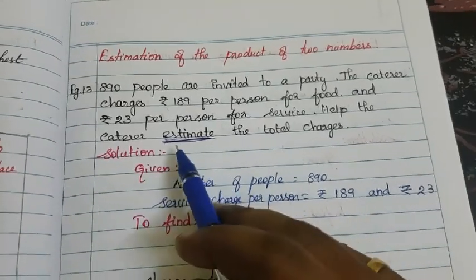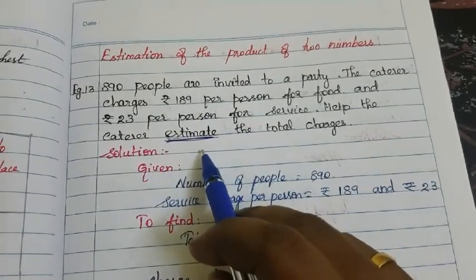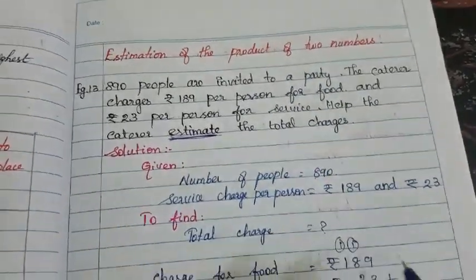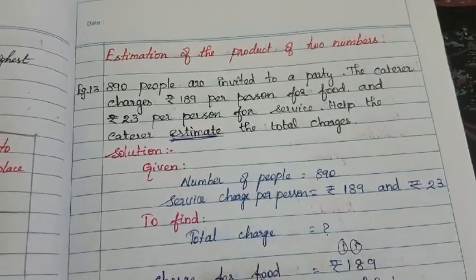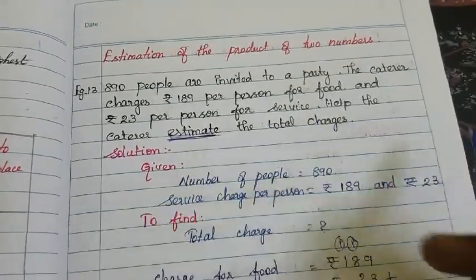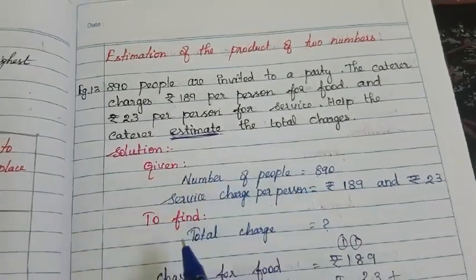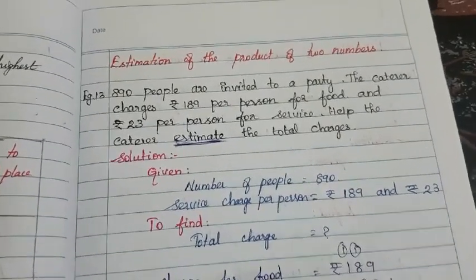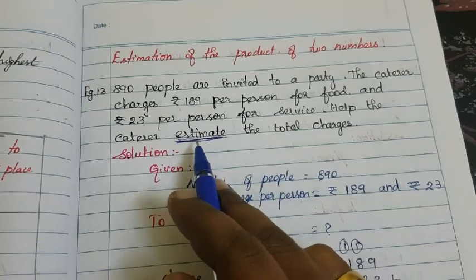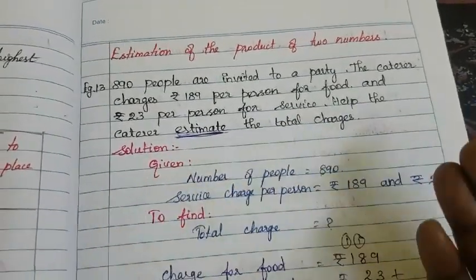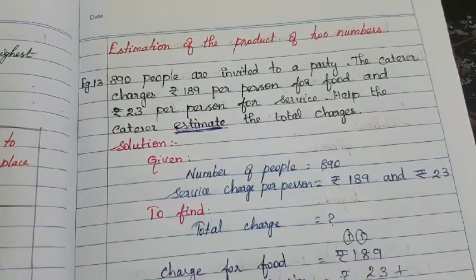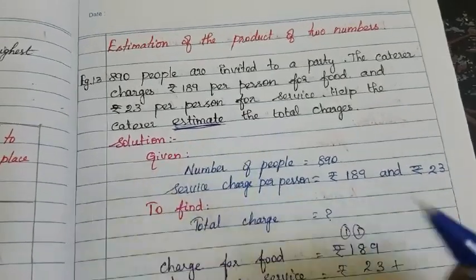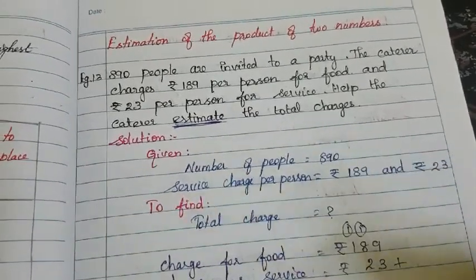Students, please make a note. Here estimate is a keyword. Whenever you see the word estimate, only then you have to go for the estimation process. Otherwise, if the question is help the caterer to calculate the total charges, simply we have to find out the product and stop there itself. But here they have given the word estimate, so definitely we have to find the estimation of numbers. So this will be the keyword. If it is present in the question, then you have to find the estimation. Otherwise, you don't need to.